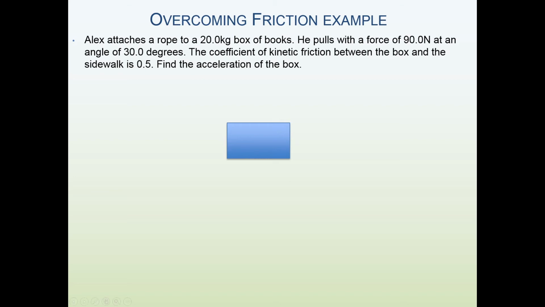We can begin by identifying the known information. The mass of the object is 20.0 kilograms. Alex pulls with a force of 90.0 newtons, and the coefficient of kinetic friction is 0.5. Find the acceleration of the box. To approach this problem, Newton's second law will have to be used. And to find the acceleration, the net force will need to be found first.